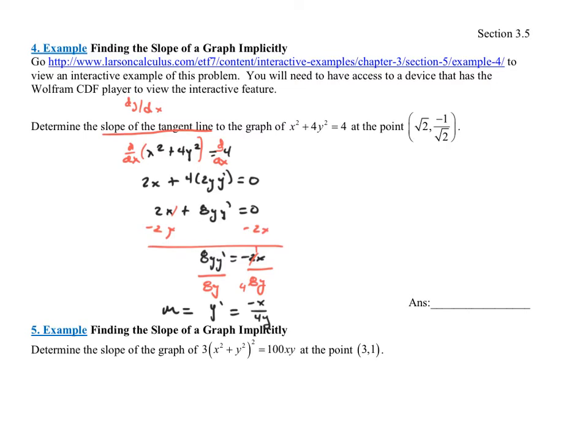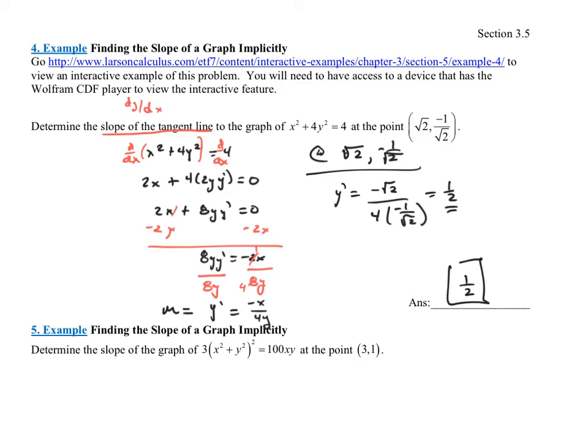But we have a very specific point. We have at the point root 2 comma -1 over root 2. So what are we going to do? Well, we're going to say y prime equals -x, which would be -square root 2, all over 4 times y, which was -1 over root 2. Okay? Go ahead and put that in your calculator, or you could try inverting and multiplying and simplifying, but look, I just put it in my calculator to simplify, and I get a total of +1/2. The negative divided by a negative gave me a +1/2.